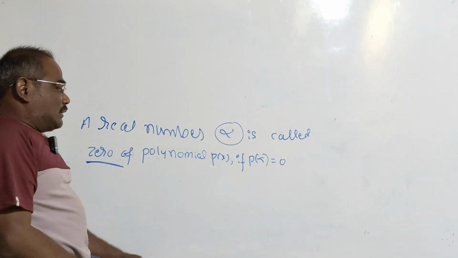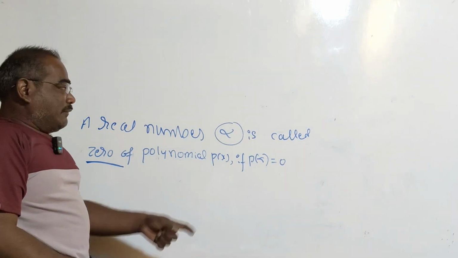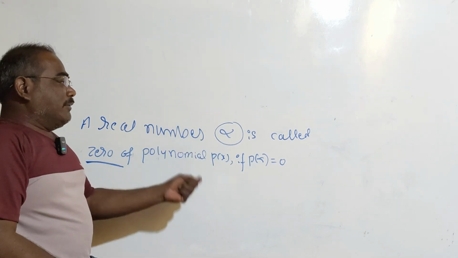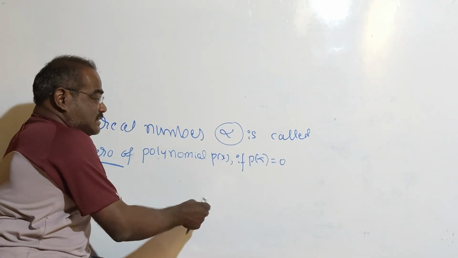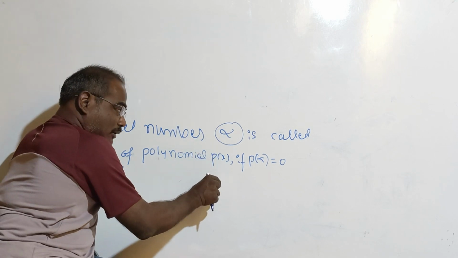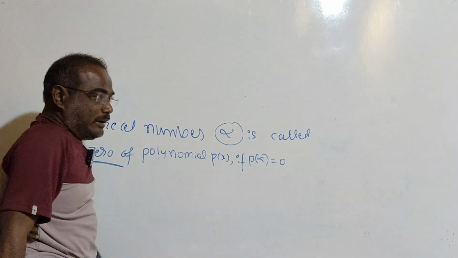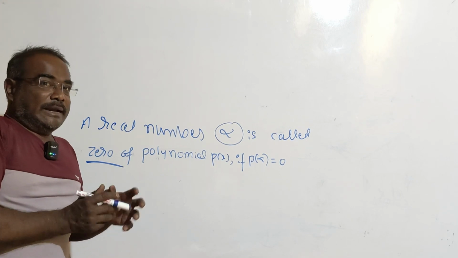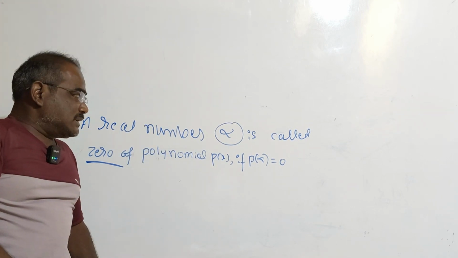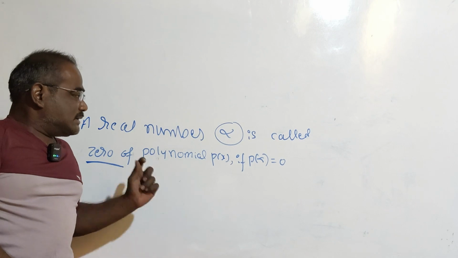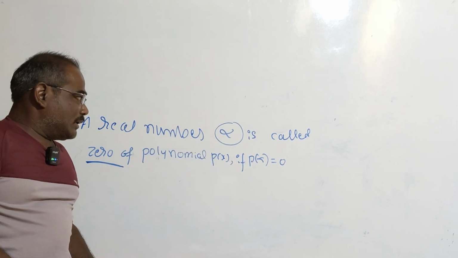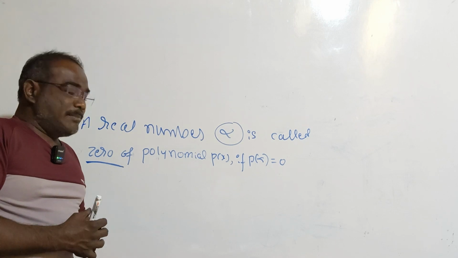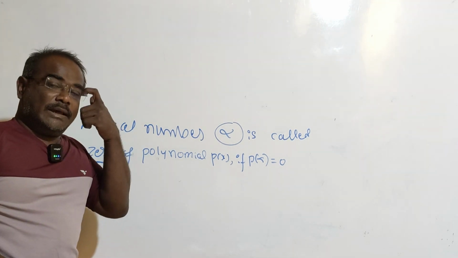What does it mean? p of x is a polynomial. If I substitute the value of x, or any variable, the expression becomes 0. It means the expression satisfies RHS equal to LHS. Then alpha is a zero of the given polynomial. Alpha is a real number. We will see some examples.